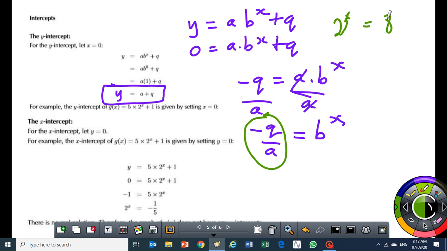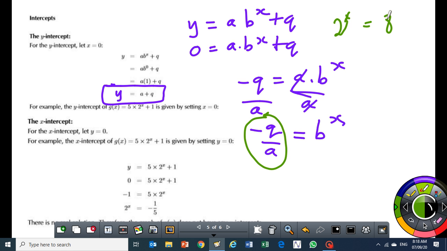The same concept applies here. You convert this minus q over a to what? To b. So if b is 2, you make this minus q over a equal to 2. If b is 3, whatever you have here, make it equal to 3. If it's not possible, then it means there is no x-intercept. If you can't convert this minus q over a to b, it means there is no x-intercept. So straight away you say, therefore, x is undefined, no x-intercept.